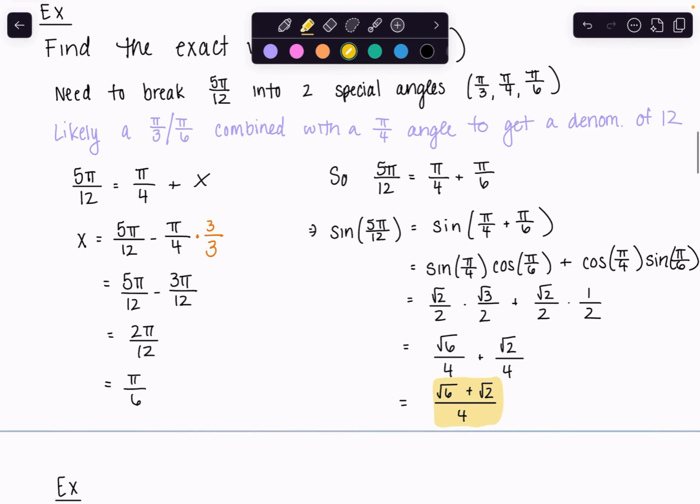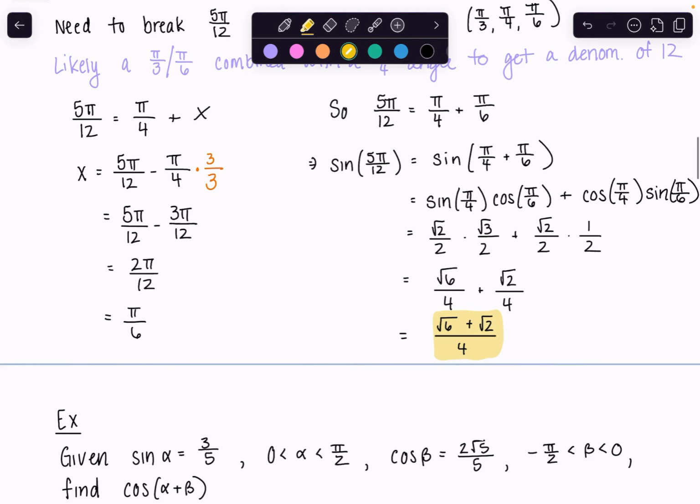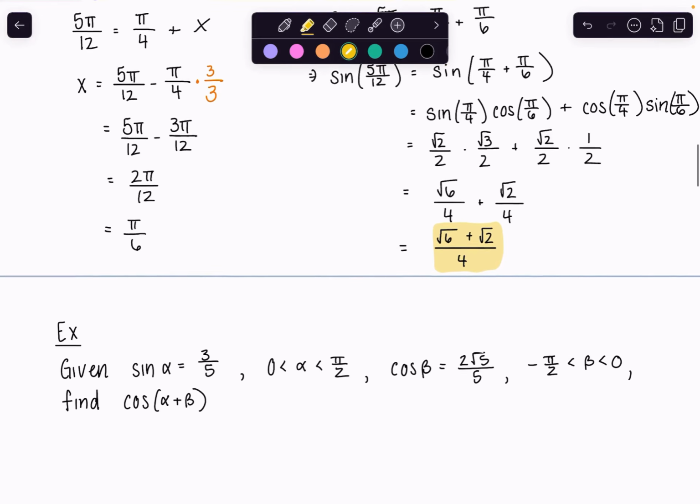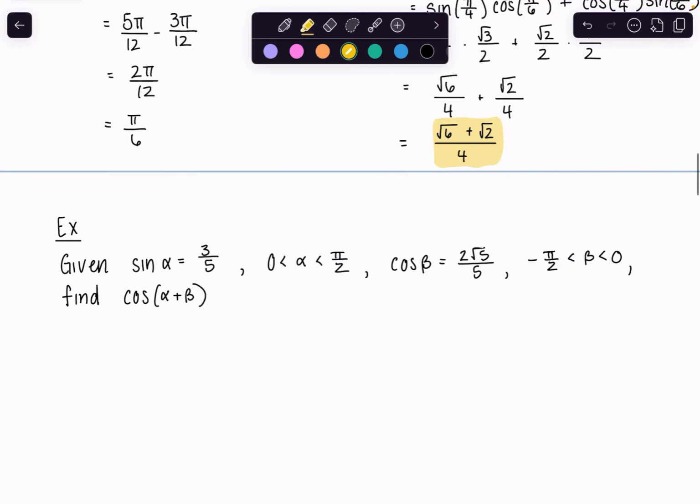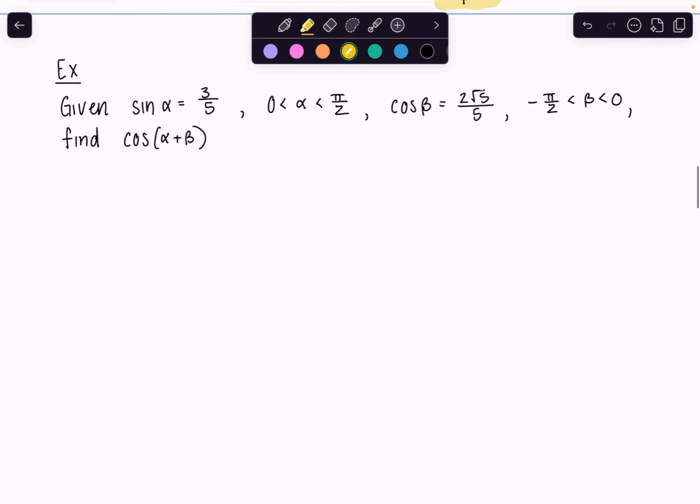Let's try another example utilizing these formulas. Given that sine of alpha is 3 over 5, and alpha is in between 0 and pi over 2, cosine of beta is 2 root 5 over 5, and beta is in between negative pi over 2 and 0. We want to find cosine of alpha plus beta. Okay. So again, alpha plus beta, I don't know much about that actual angle. However, I can break this down into cosine of alpha, cosine of beta, and sines of that.